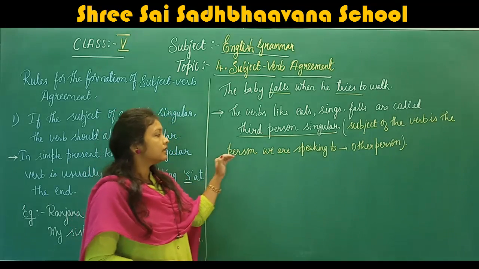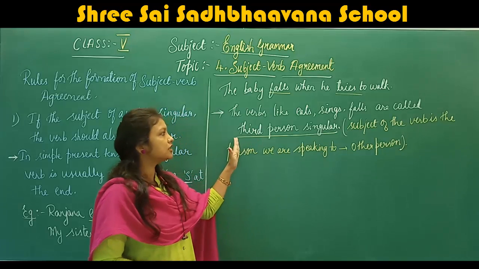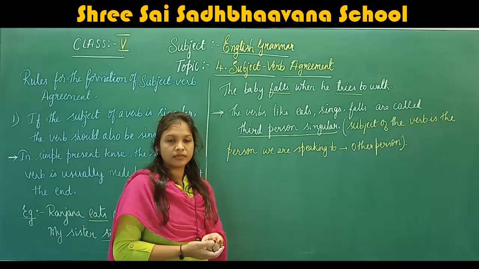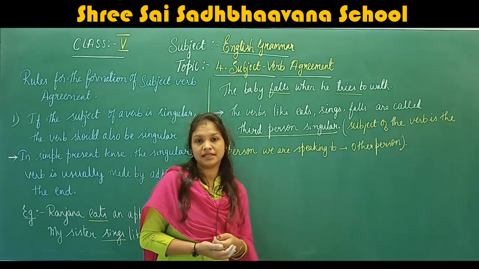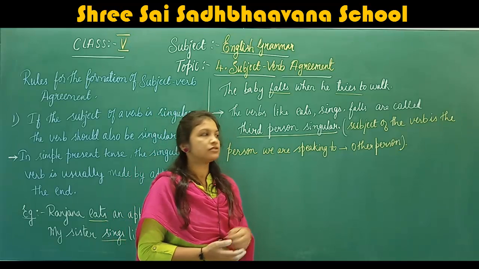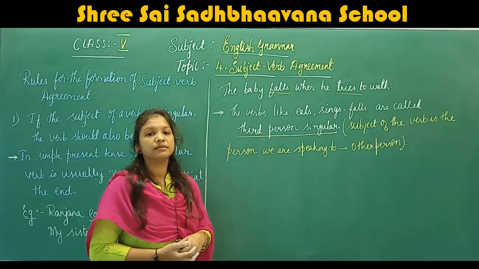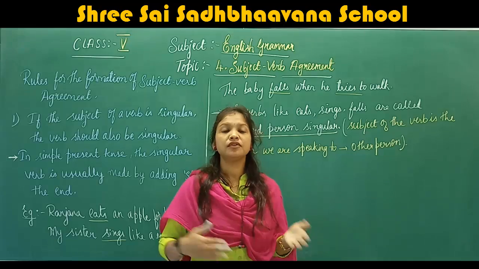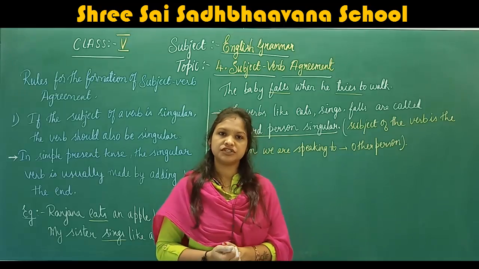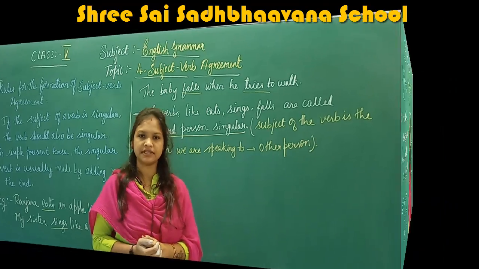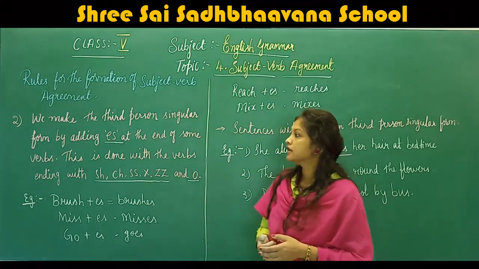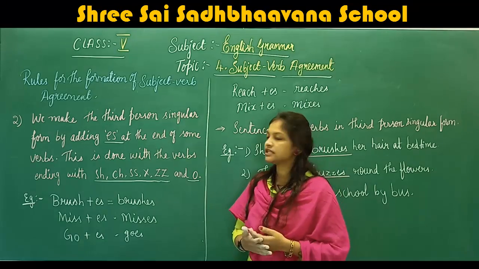It means the subject of the verb is the person we are talking about, the other person. So these verbs are called third person singular, and in the next part we will learn how to frame the third person singular and its examples. Children, next rule. What does the next rule tell us? How we make the third person singular.